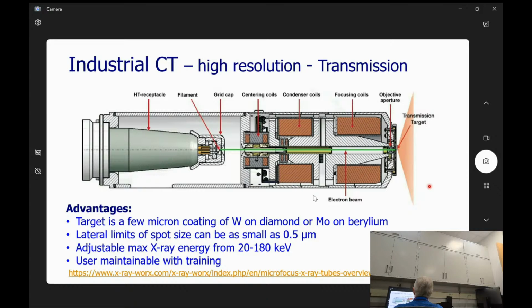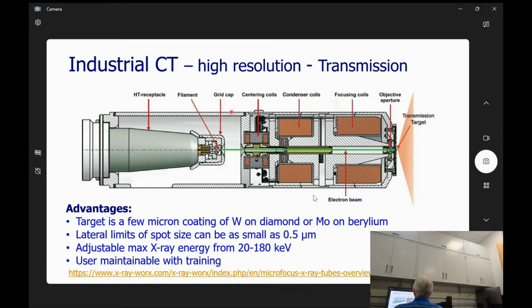In cross-section, some of these sources will look like this. Now, again, this is not what's on the Zeiss, but just in general, if I've got a filament-based machine, this is all under a very high vacuum. We want to keep that electron beam from scattering on any air molecules. We also don't want it to short to ground.